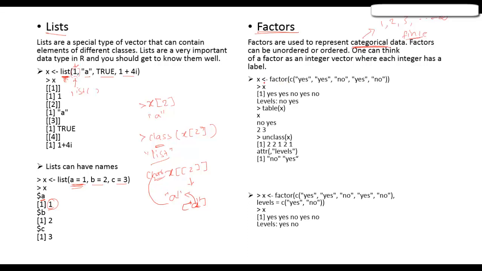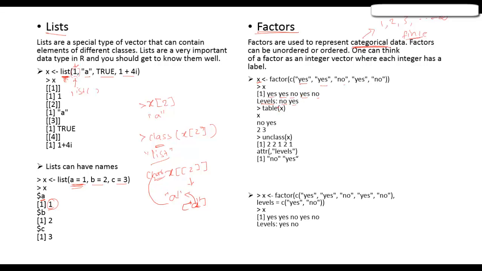Here you can see that there is a factor, and yes, yes, no, yes. These are basically the values of this x factor vector. So it prints the values and prints the labels as well. Now this label is no and yes. So there are basically only two types of data in this vector. That's what essentially this label thing means.